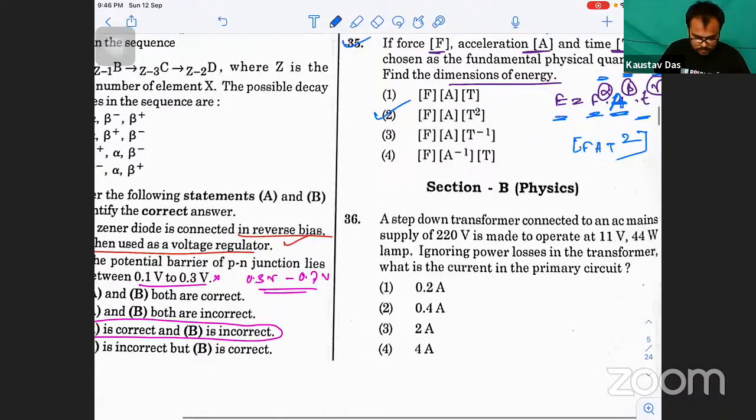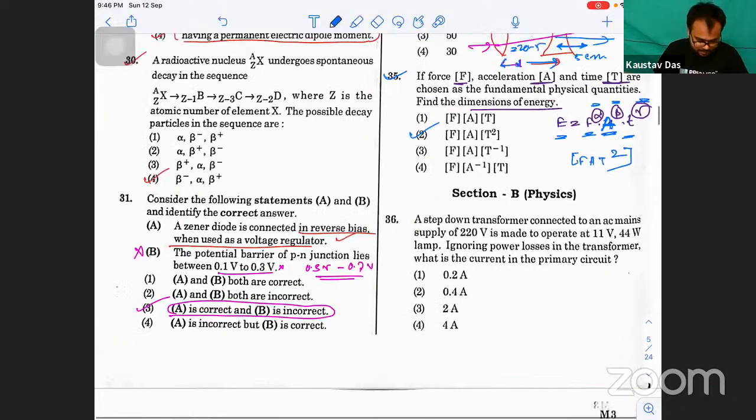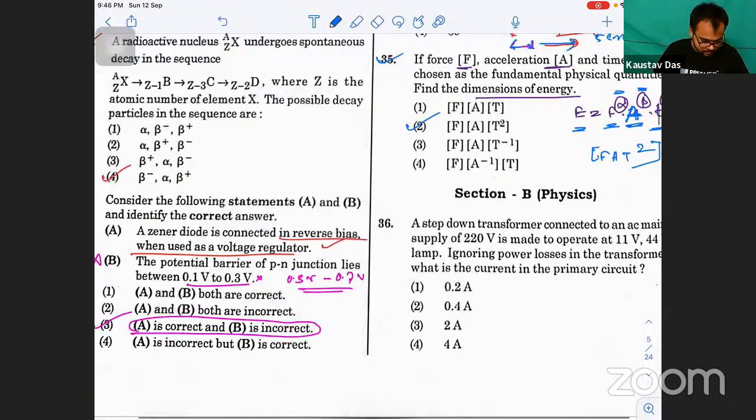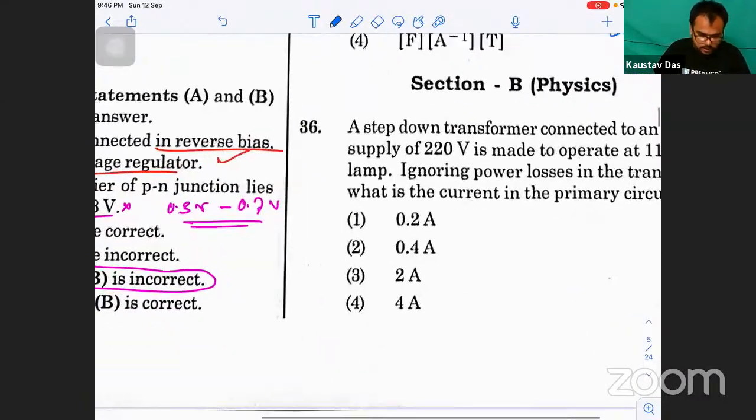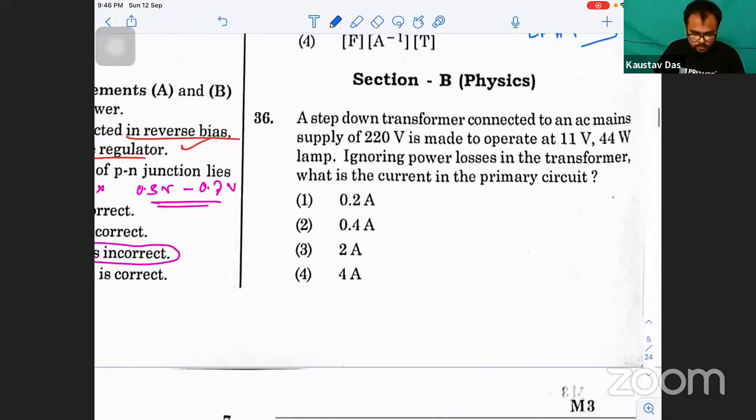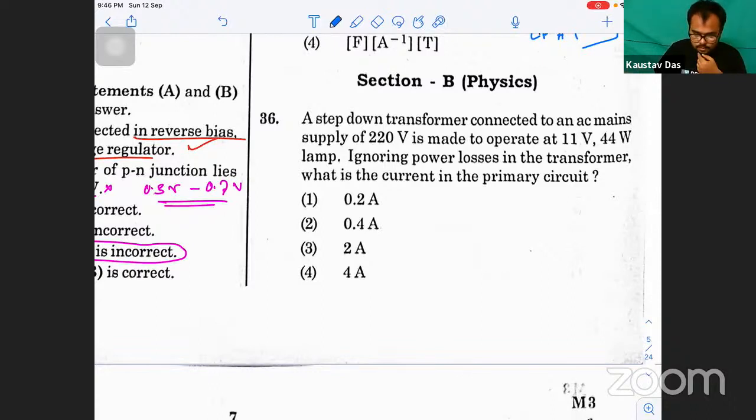Now let us come to section B. We have discussed already 35 questions within these 46 minutes. Now we have here a step down transformer. In question number 36, we have a step down transformer, and the AC mains supply is given as 220 volt, operating at 11 volt, and power is given as 44 watt. Ignoring the power losses in the transformer, you have to find out the value of the primary current, IP.